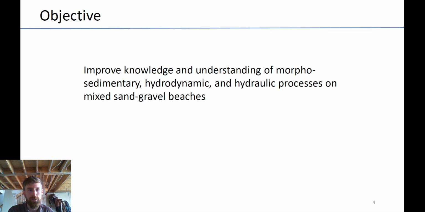So in broad terms, my objective has been to improve knowledge and understanding of morpho-sedimentary, hydrodynamic, and hydraulic processes on mixed sand gravel beaches, which, in comparison with other types of beaches, namely sand or pure gravel, are fairly poorly understood. And I've done this with an emphasis on field observations.